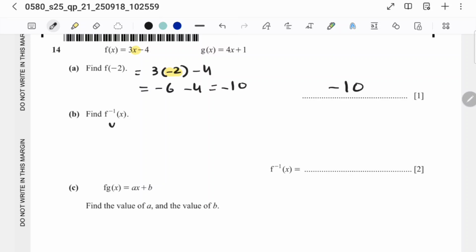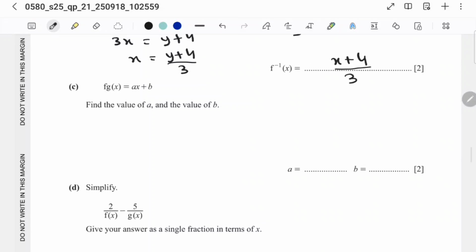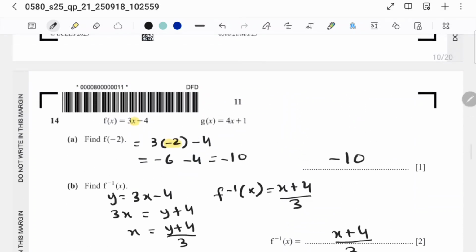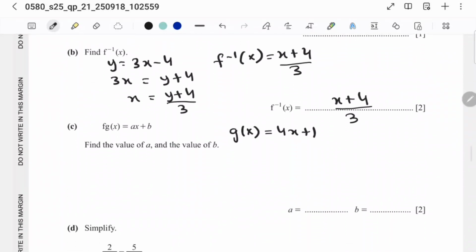Next part, f inverse of x. Let y equal 3x minus 4. Make x the subject. 3x is equal to y plus 4. x is equal to (y plus 4) over 3. So f inverse of x is equal to (x plus 4) upon 3. Next part, f(g(x)) is equal to ax plus b. Find the values of a and b. So simply we find out what f(g(x)) is and then write down ax plus b and then compare the coefficients. Okay, f(g(x)). First of all, see, g(x) is 4x plus 1 and f(x) is 3x minus 4.